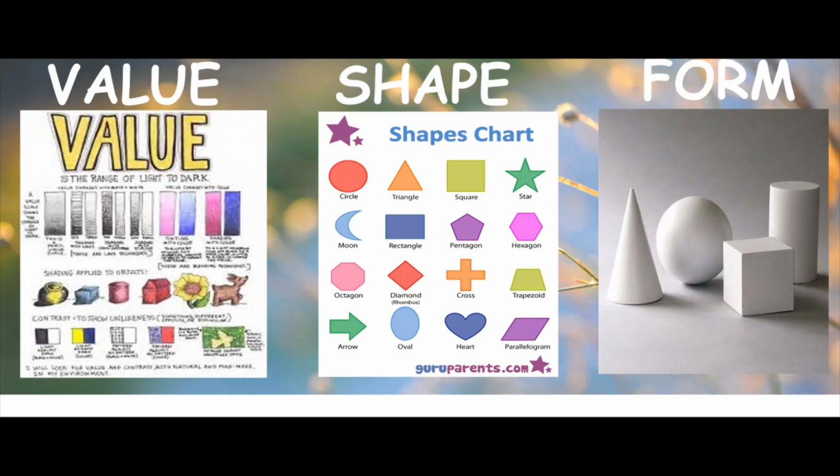It results when lines meet and close. Shape is two-dimensional, which is length and width, and flat. There are two types of shapes. First is the geometric shapes, which are distinguished by clear edges, like in the case of a triangle. You will see the three edges there, the square or the circle.